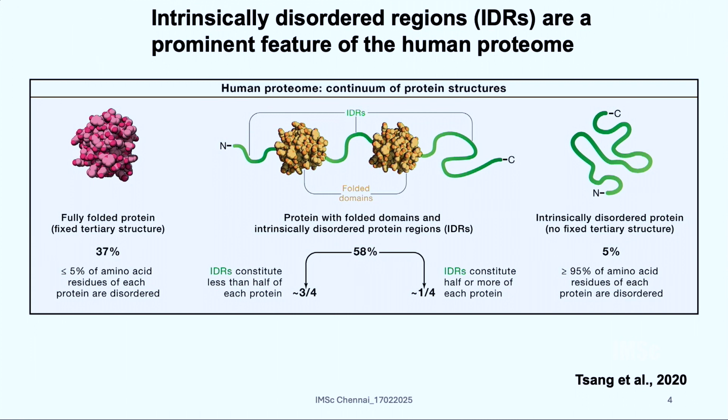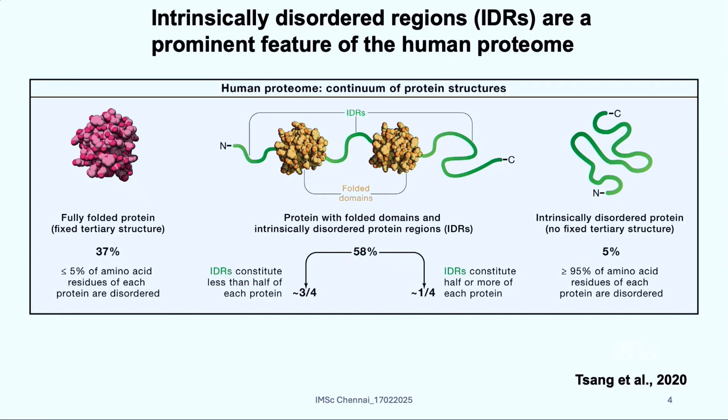And therefore, they are known as intrinsically disordered sequences, and the proteins that contain them are known as intrinsically disordered proteins, right? So only 37% of the proteins in the human genome are fully folded proteins, right? As opposed to that, 58% of the proteins in our genome have intrinsically disordered regions, right? So they could have IDRs constituting less than half of the protein, or even more than that, right? And of course, there are 5% which are completely disordered, right? So the vast majority are the kind where you have some folded regions in a protein, but you also have these low complexity sequences which cause intrinsic disorder.